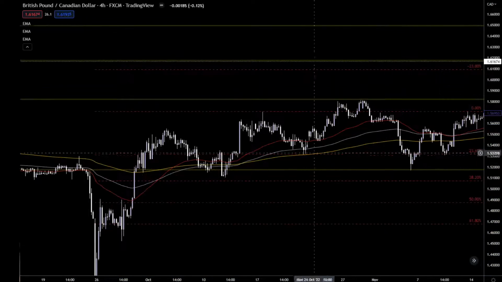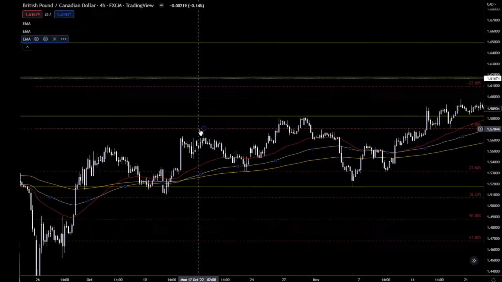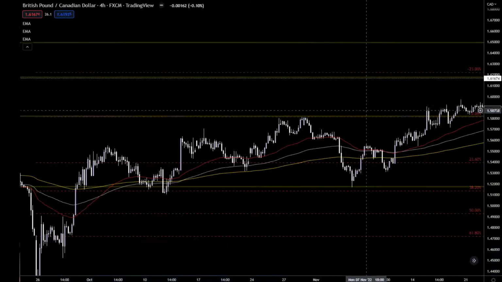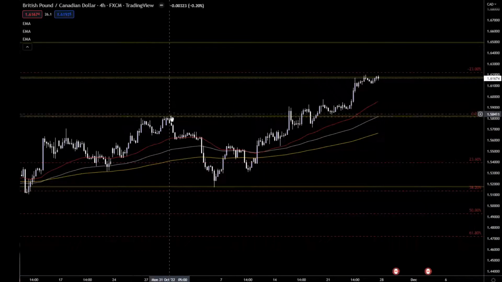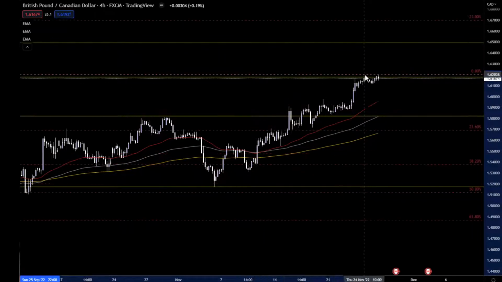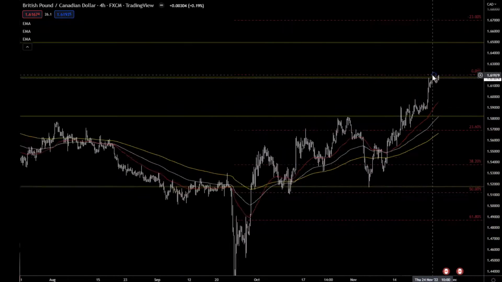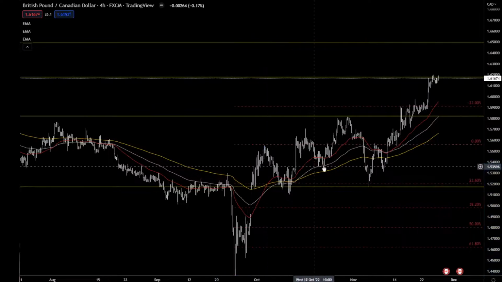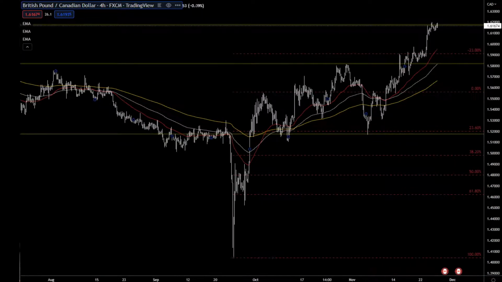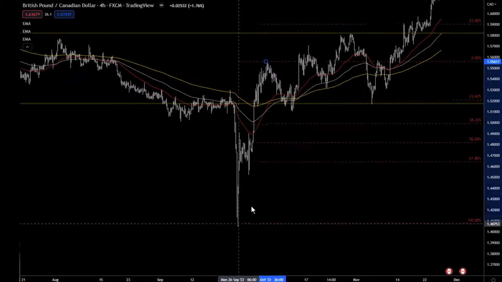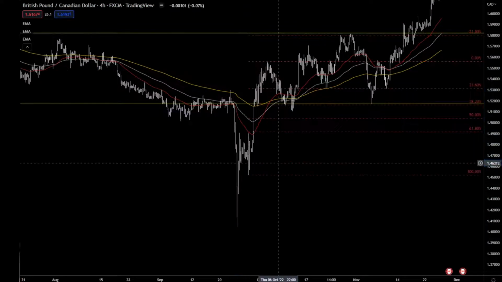So let's take this bottom one up further and see what we get. So we got a 23. Perfect. And we go back down and we try it from here again.